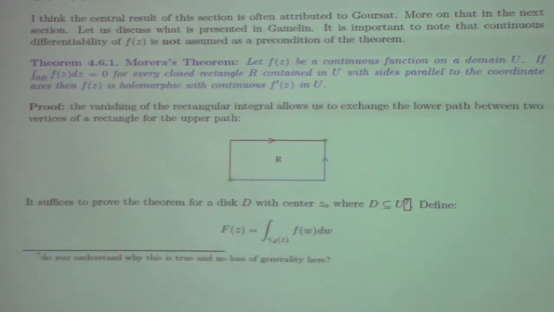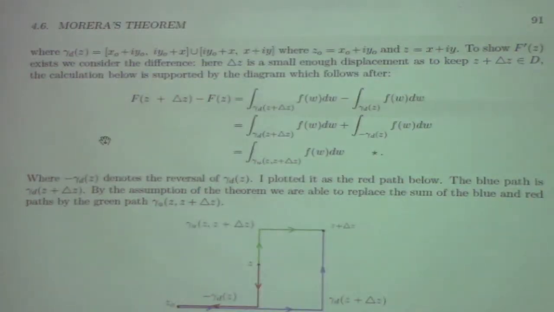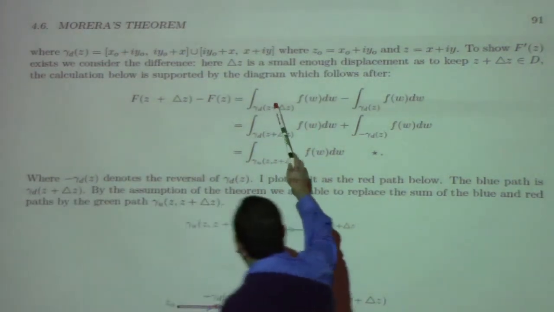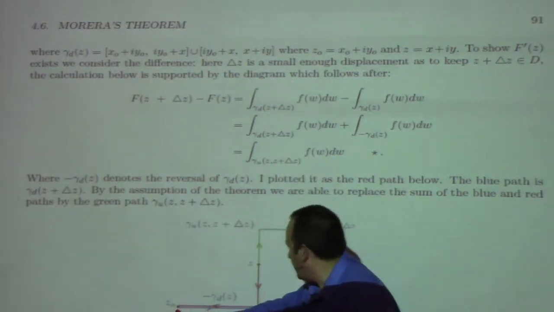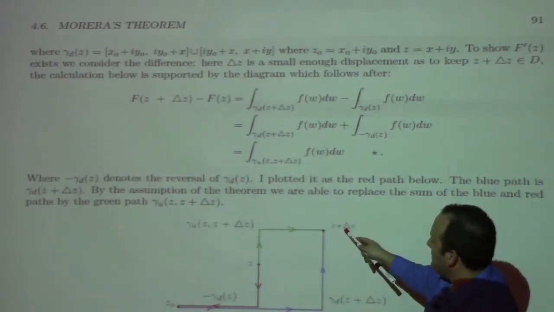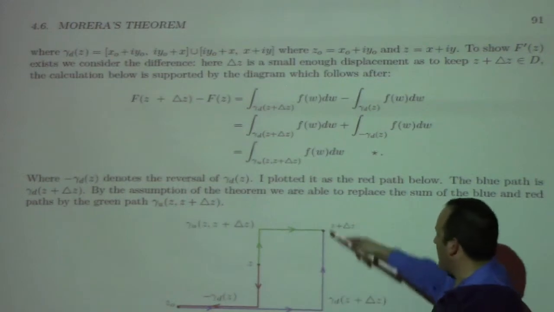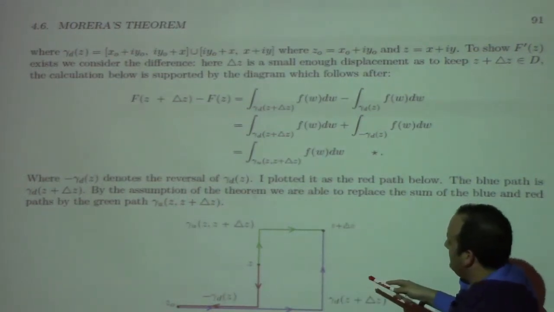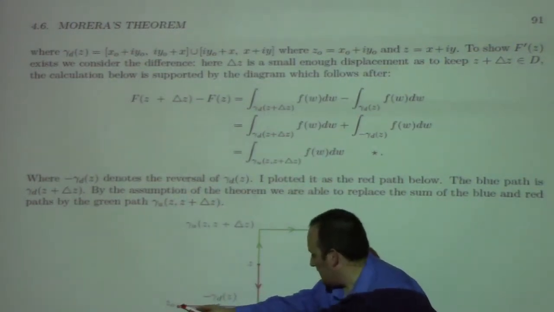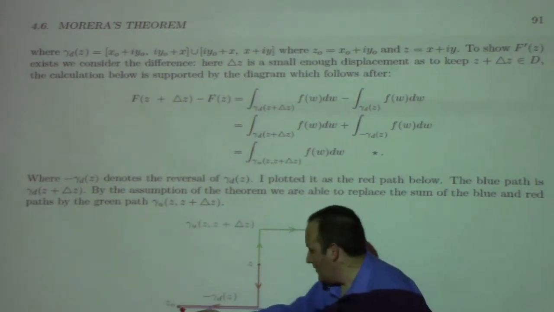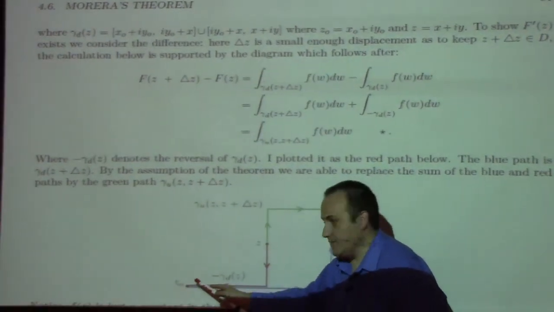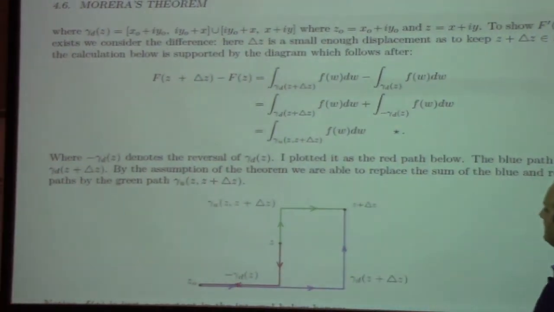All right, so z naught is a fixed point. We're defining the big F of z from that. And so again, we're looking at f of z plus delta z minus f of z. So this gamma d is a path from z naught to z plus delta z, right? And we can use this lower L path to get there. And then gamma d of z would be this guy, the red path. But the red path is reversed, so it's minus gamma d of z, right?